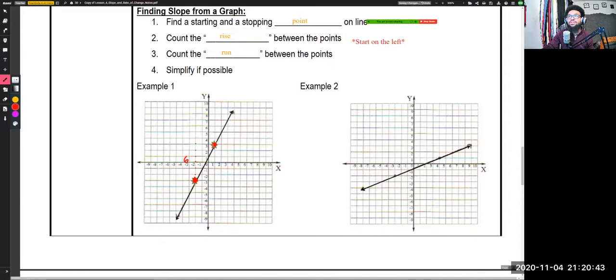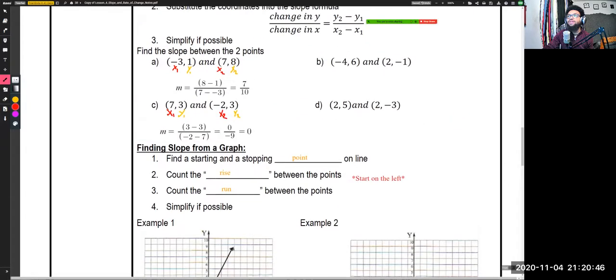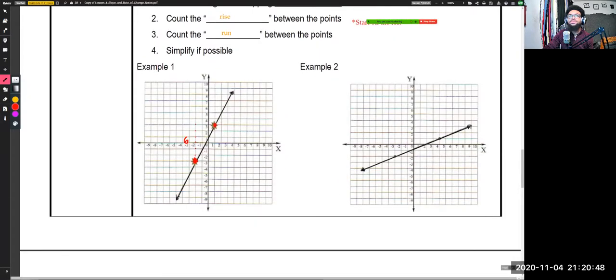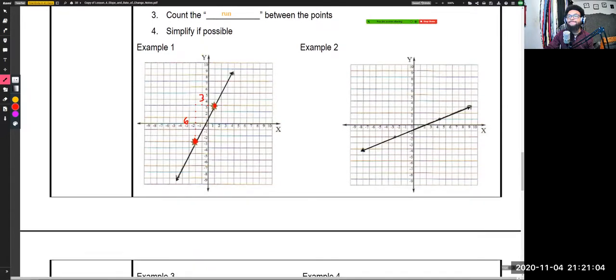And then we have our run. I used the wrong color. I should have used yellow. That's fine. I'll use yellow for the next one. When we do our run, we're going to count from this point over to our stopping point. 1, 2, 3. Okay. Our run is 3. So the slope for this line, our m, equals our rise over our run. So 6 over 3, which is just going to reduce to 2. 6 divided by 3 is 2. Equals 2.